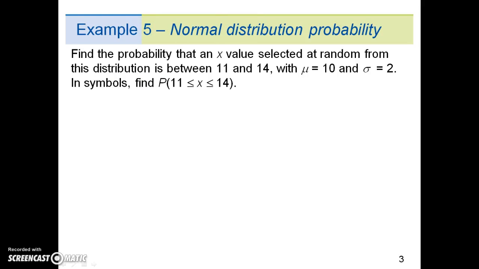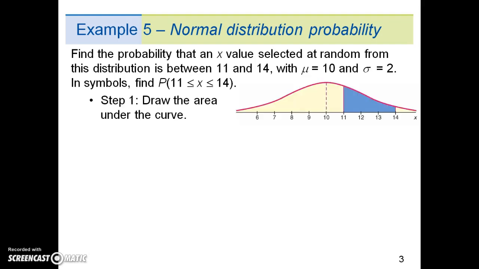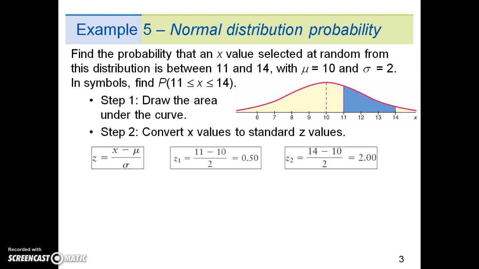Example 5. Find the probability that an x value selected at random from this distribution is between 11 and 14, with mu equals 10 and sigma equals 2. In symbols, find the probability that x is between 11 and 14. Step 1 is to draw the area under the curve. Step 2, convert the x values to standard z values.